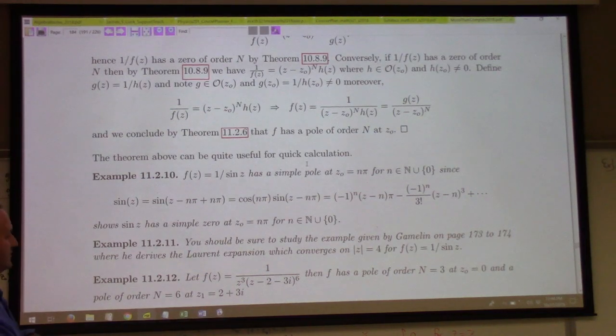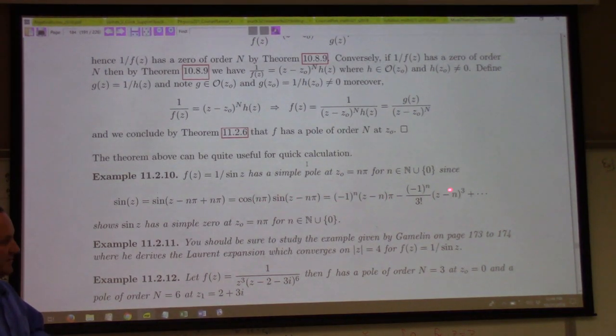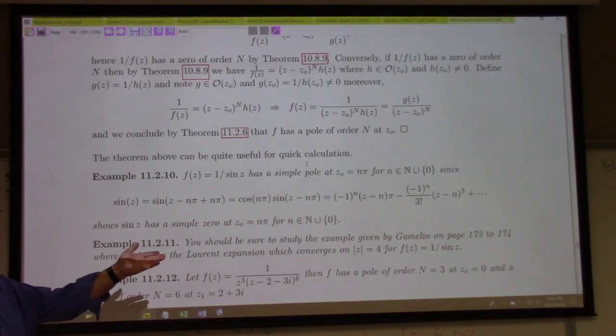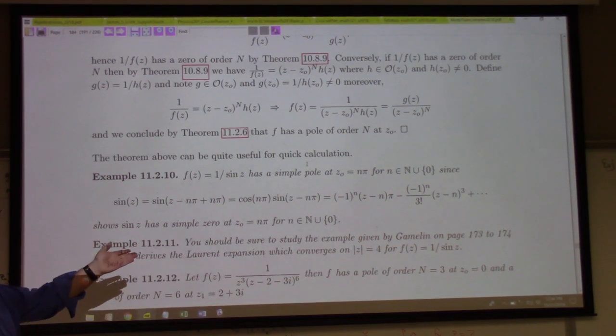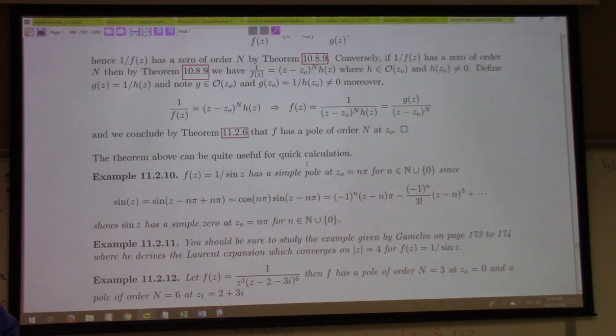All we have to do is go, hey, you know what? This is sine z, right? We can expand that as minus 1 to the n times z minus n times pi plus this stuff, right? And that makes it manifest that sine of z has a simple 0 at n pi. Now, we've done this a different way before, right? How else have we shown that sine of z has a simple 0 at n pi?